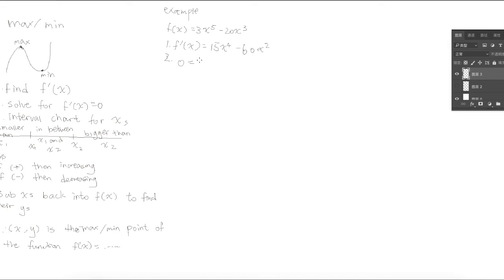Now, you're going to set the whole derivative equal to 0 and solve for your x's. First, you can factor out a 15x squared, and then you can do a difference of squares to find the rest, two brackets. So your first x would be x equals 0, second x plus 2 equals 0, x equals negative 2, and then x equals 2. These will be your 3 possible x's for max and min points.